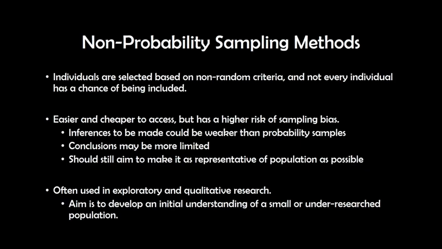Alright, next is the non-probability sampling methods, where individuals are selected based on non-random criteria and not every individual has a chance of being included. It is easier and cheaper to access but has a higher risk of sampling bias. Inferences could be weaker than probability samples, and the conclusions may be more limited. However, it should still aim to be as representative of the population as possible. It is often used in exploratory and qualitative research. Its aim is to develop an initial understanding of a small or under-researched population.